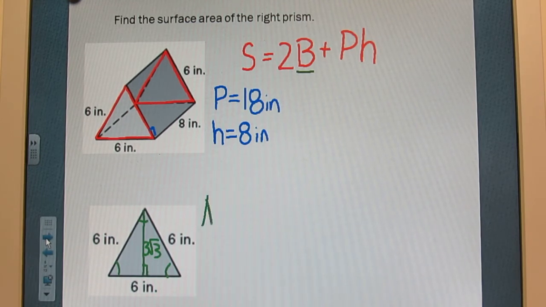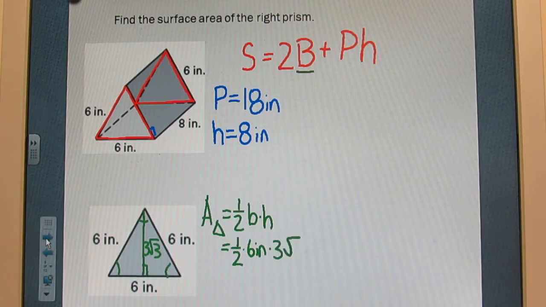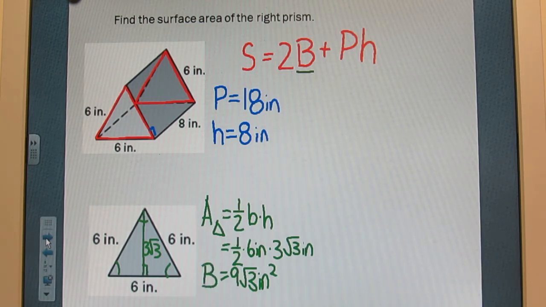I also know that the area of a triangle equals 1/2 base times height. So it's going to be 1/2 times 6 inches times 3 root 3 inches. So therefore the area of my triangle is 9 root 3 inches squared. And so this is actually, for the case of my prism, going to be capital B.